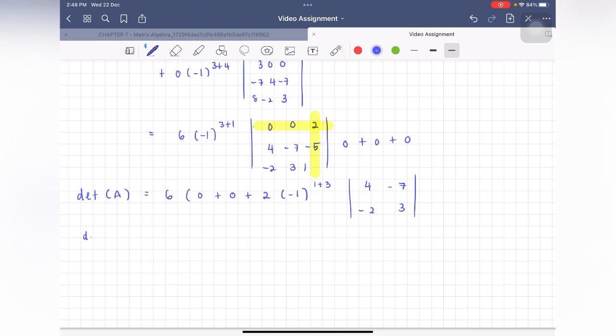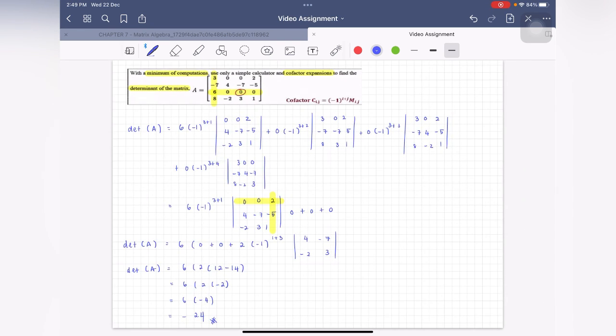And now to evaluate this 2 by 2 determinant, we would have 4 times 3 minus negative 7 times negative 2. 4 times 3 is 12, minus negative 7 times negative 2 is positive 14. So, simplifying inside the parentheses, first, we have 6 times 2 times 12 minus 14 is negative 2, which gives us 6 times negative 4, which equals negative 24. So, the value of the 4 by 4 determinant in this question is equal to negative 24.